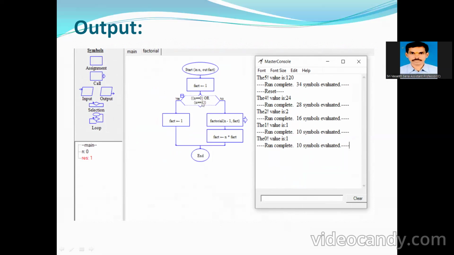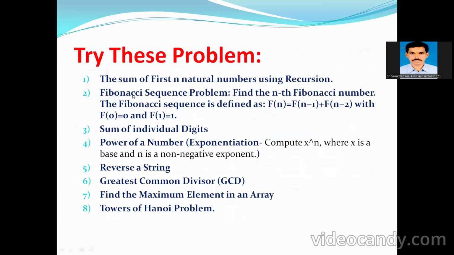So now if n value is 0 or 1, then we are returning the fact value as 1. Otherwise, we are calling this factorial function by decrementing the n value. So n minus 1 is the input parameter, fact is the output parameter. So this is my expected output.